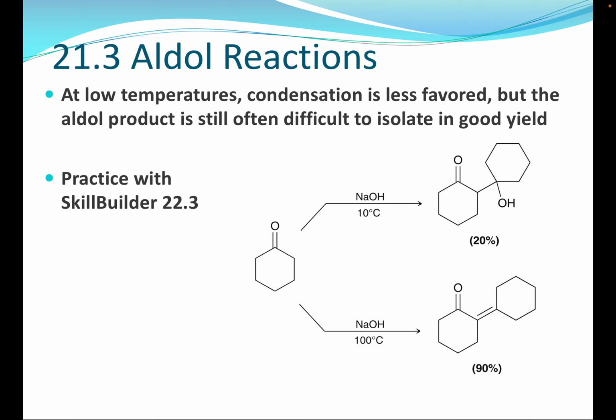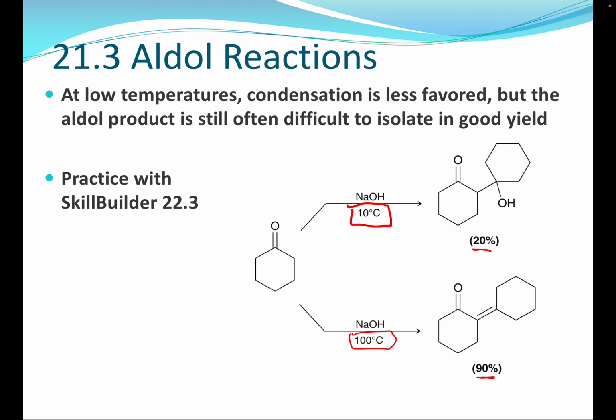So on this slide, we see two different temperatures for our aldol reaction to occur at. And this is being done with a ketone. It is possible to do these reactions with ketones. It's just sometimes the yields are very low. What we see is that when we do this reaction under cold temperatures, you can get some of your aldol product. It's just very low yielding, 20%. Instead, when you do it at high temperatures, favoring that condensation, you really increase the percent yield of the conjugated alkene product up to 90%.